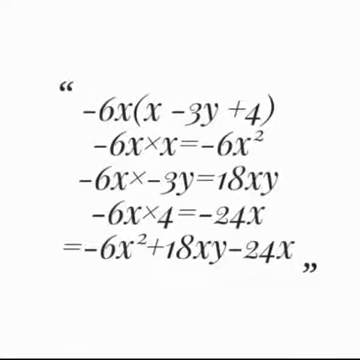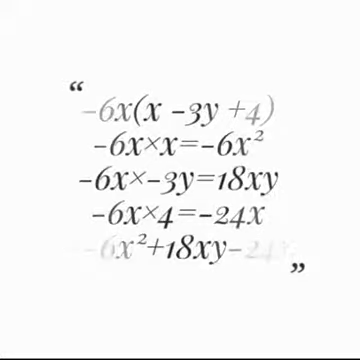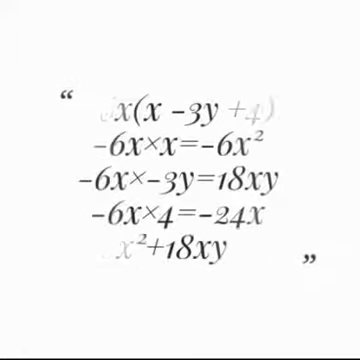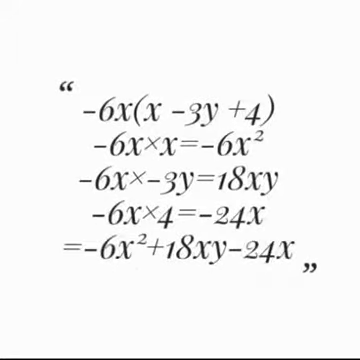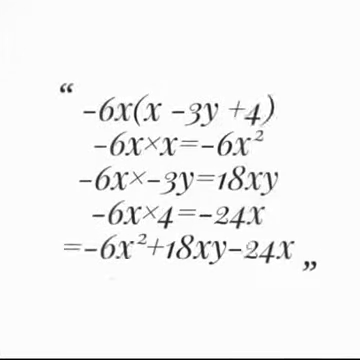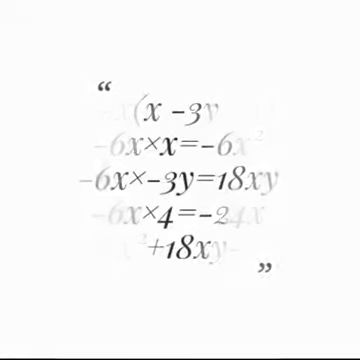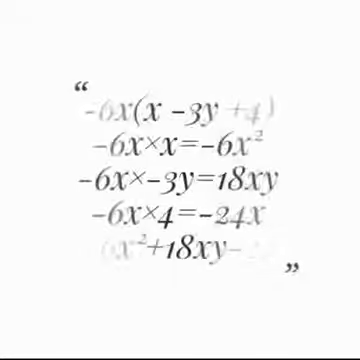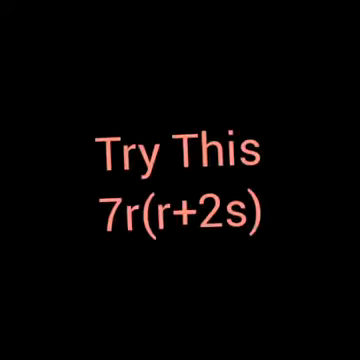Example 2. In solving this, minus 6x multiplied by x, and that gives minus 6x squared. Minus 6x also multiplied by minus 3y, and that gives 18xy. Also minus 6x multiplied by 4 gives minus 24x. So our final answer becomes minus 6x squared plus 18xy minus 24x. Pause the video and try this.